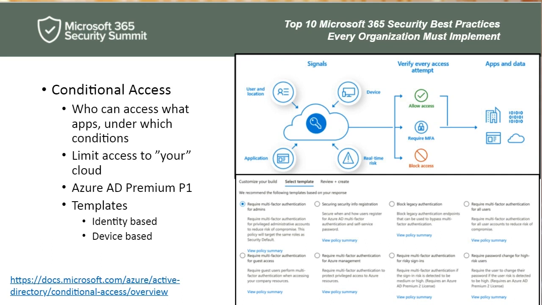And you also have templates now. This is something that is really new. You used to have to go in and create all of these conditional access policies from scratch. Now you can go in and select templates. So they have some of those templates you can see down at the bottom image there. Identity-based templates, who you are, as well as device-based templates. What device are you coming from? So you don't have to go in and figure these out as well.